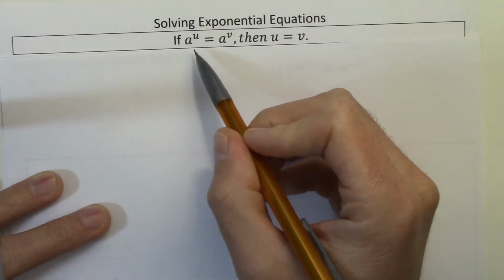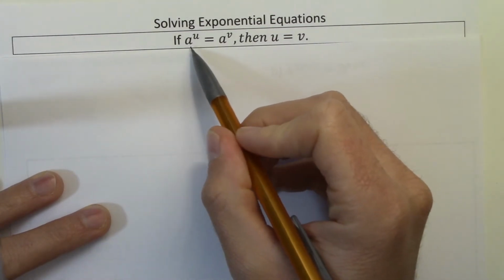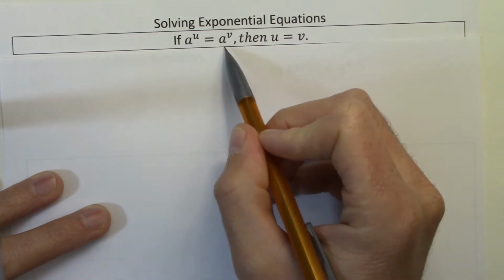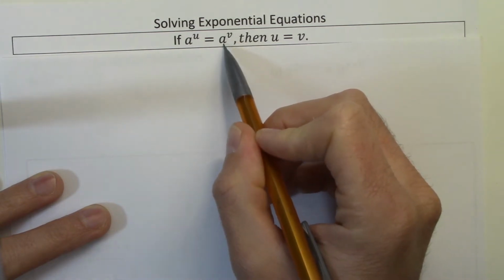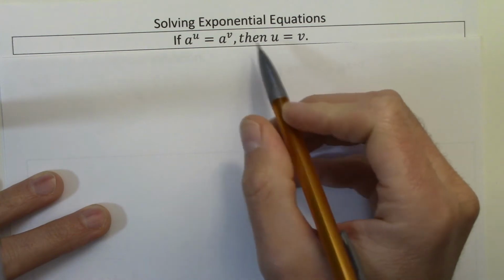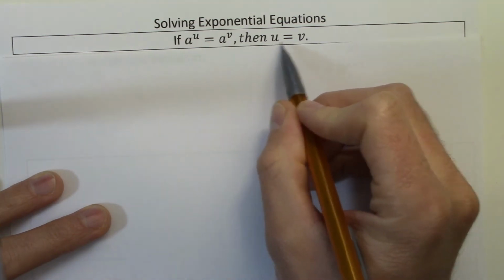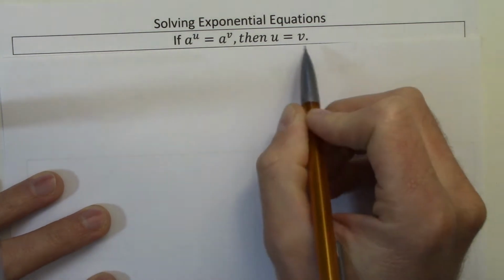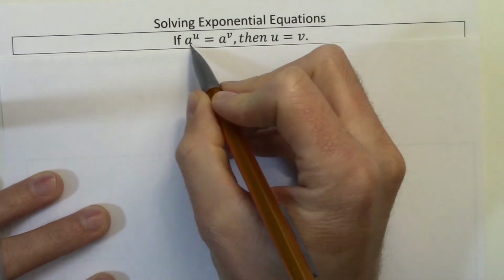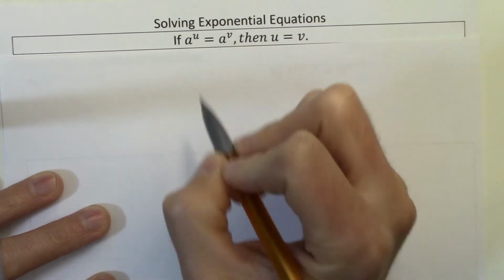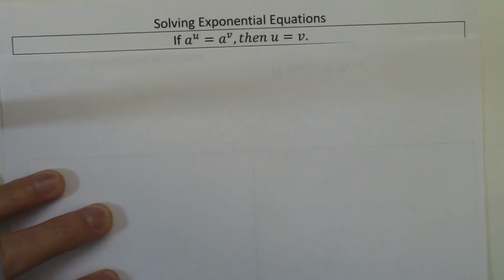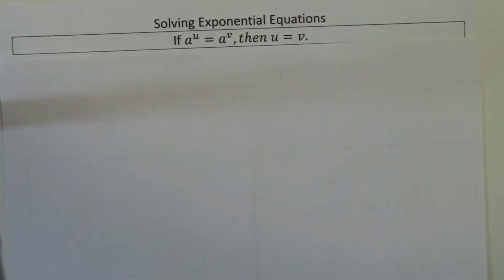Alright, so we're going to use this fact. It says that if a to the power of u equals a to the power of v, so the a's are the same, that must mean that u equals v. So a would be our base, and that's where the rebasing term comes from. We're basically just going to set the exponents equal to each other once they're in that form.